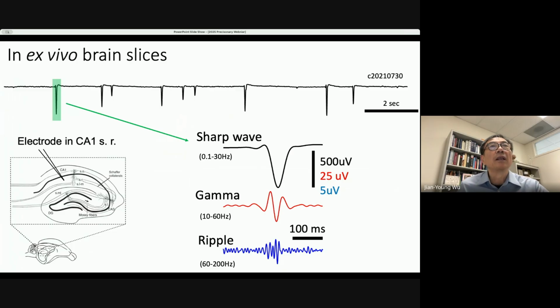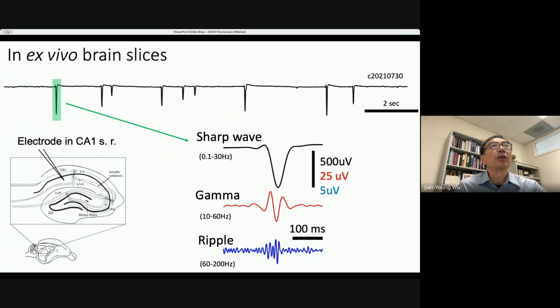Can you guys see my cursor on the screen? I have a mouse cursor on the screen. Can you see it? Never mind.